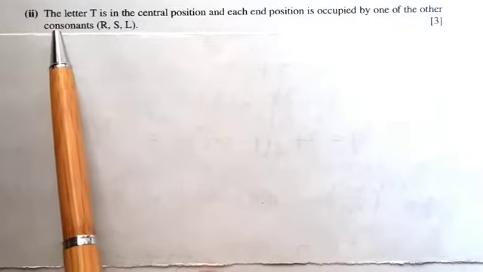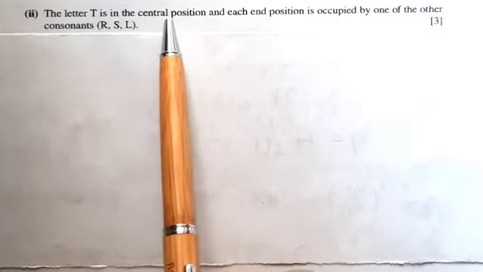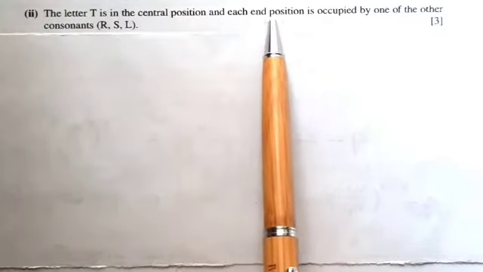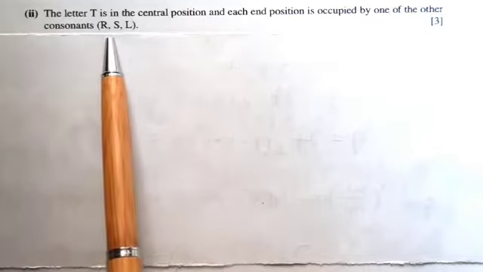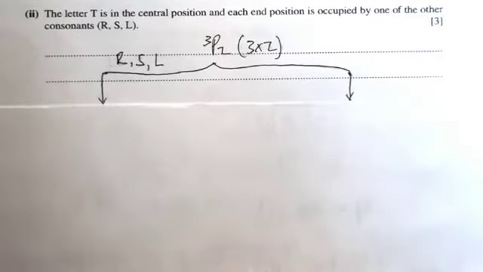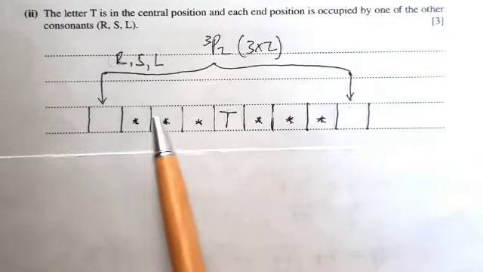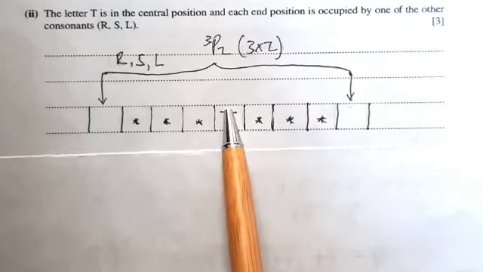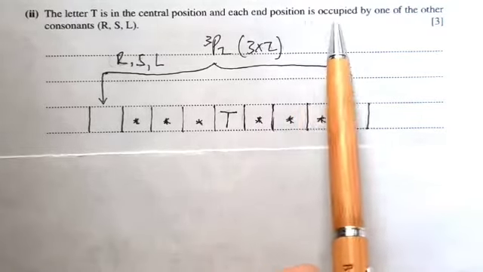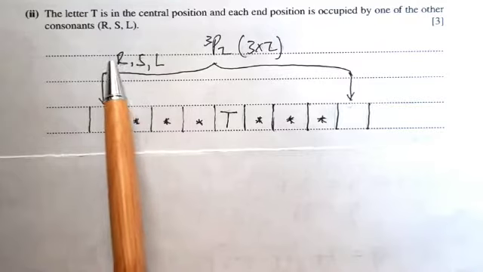Another case is that the letter T is in the central position and each end position is occupied by one of the other consonants. There are 9 positions, 1, 2, 3, 4, 5, 6, 7, 8, 9, so this is the central position, the middle position. This is the fixed position of T, and then the end positions are occupied by the other consonants, which are R, S, L.